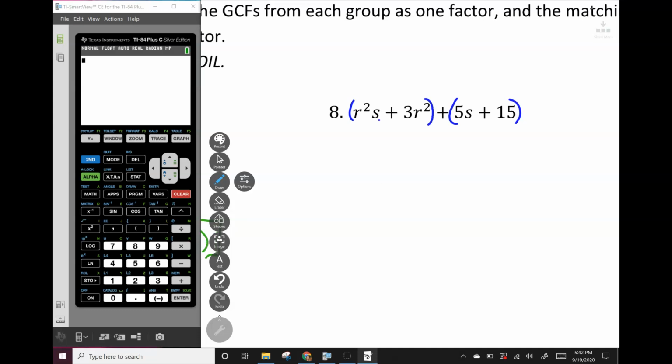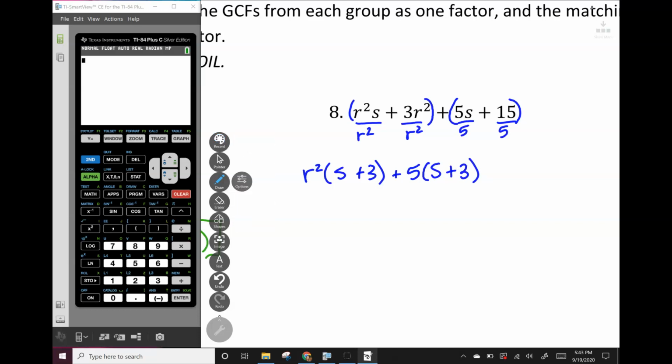All right, GCF from each group. For the first one, that's going to be r squared. So we're going to take out an r squared here. And that leaves us with s plus 3. The second one, I have a GCF of 5. So divide by 5, leaving you with s plus 3.